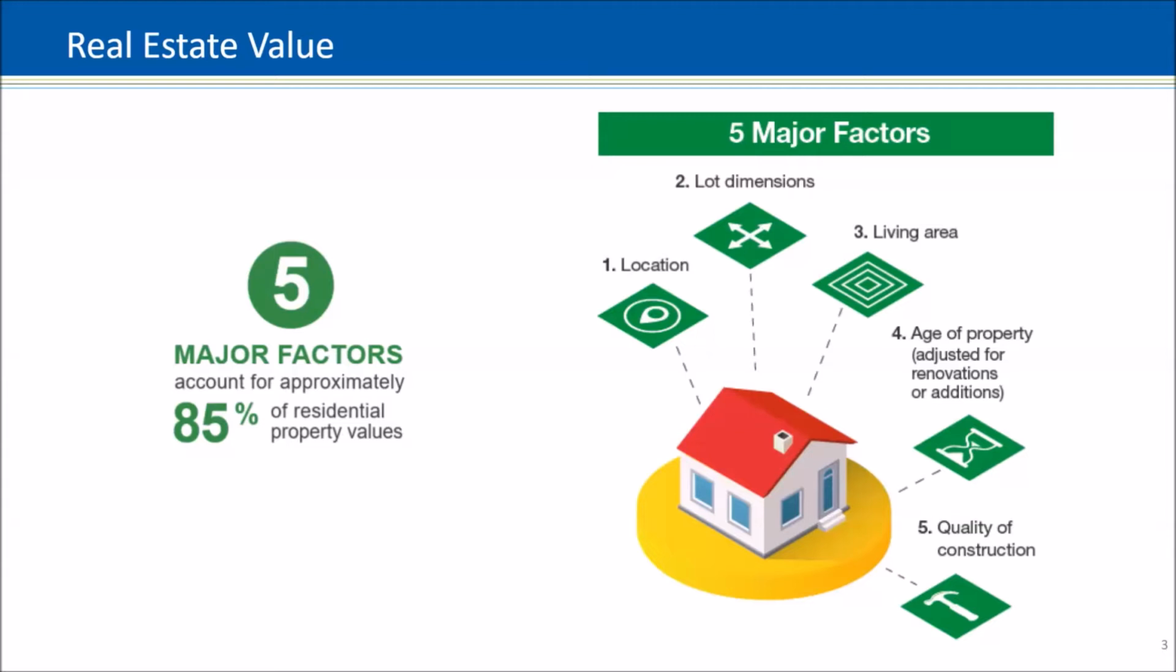In fact, 5 major factors account for approximately 85% of residential property value. So if you don't want to think about anything else, just think about these 5 factors. What are they? Location, lot dimension, living area, age of property, quality of construction. So let's get into it and get started on these.